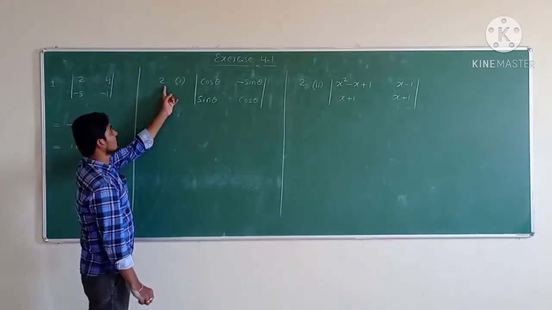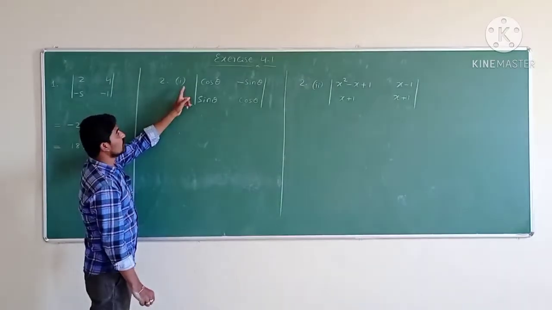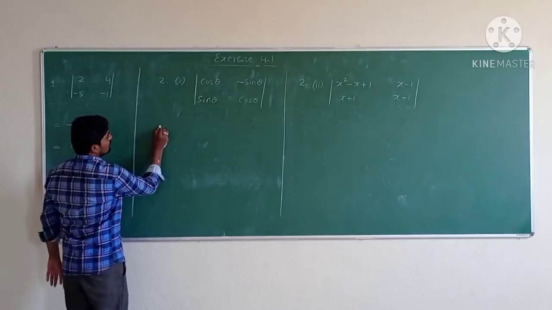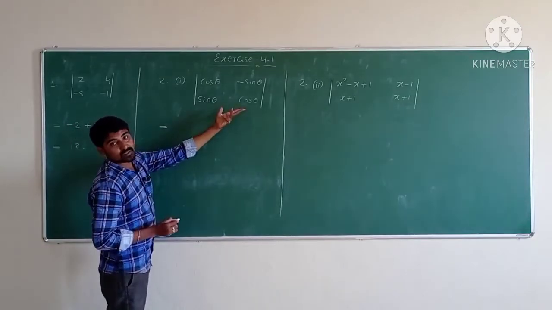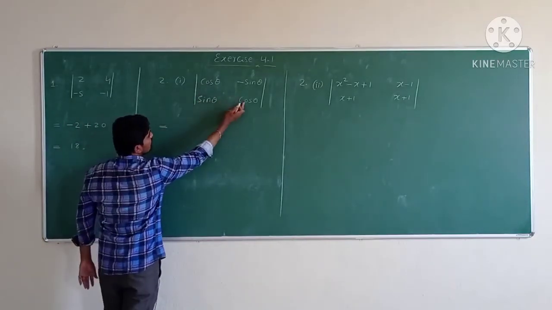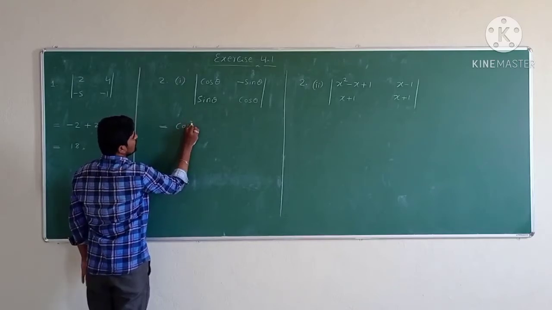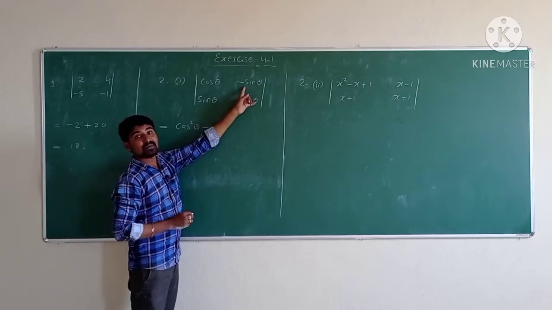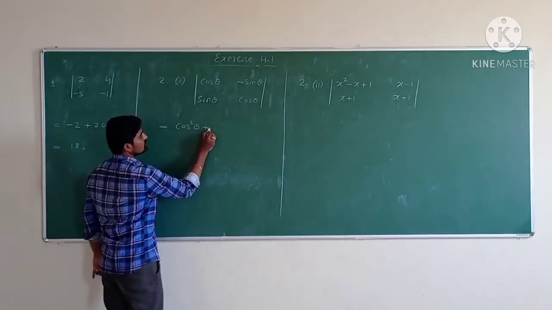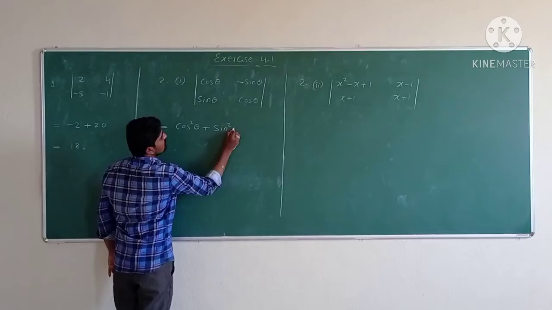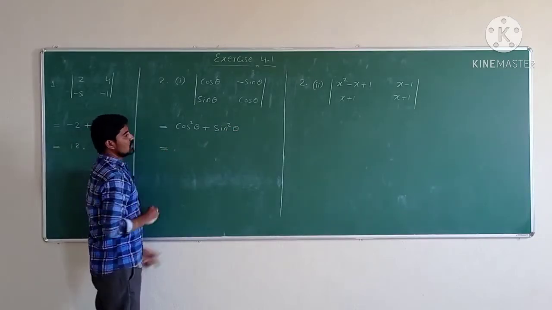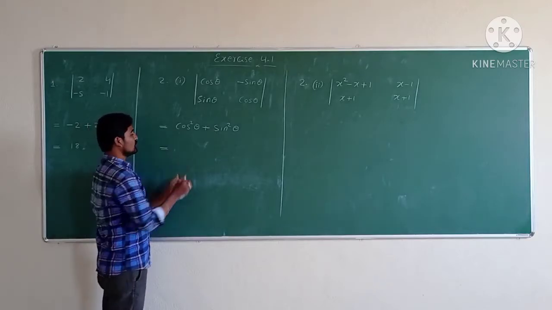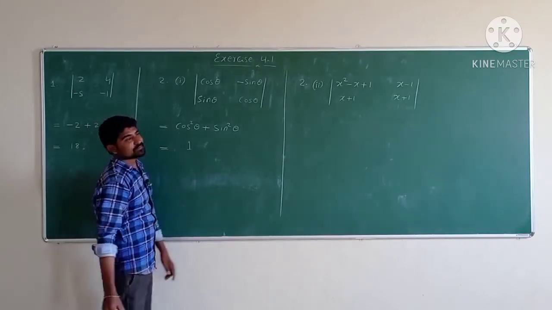Now the second question. Again, find the determinant value for the given question. Here this is a determinant of order 2 cross 2. Cos theta into cos theta is cos square theta, minus sin theta into minus sin theta is minus, minus into minus plus, so plus sin square theta, which is equal to sin square theta plus cos square theta. This is the basic identity of the trigonometric ratio: sin square theta plus cos square theta is equal to 1.